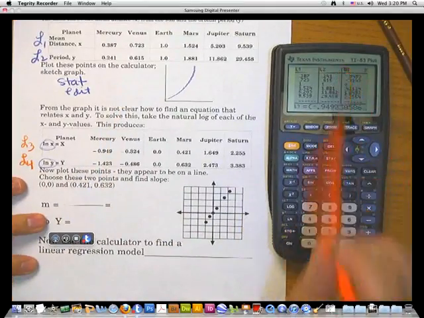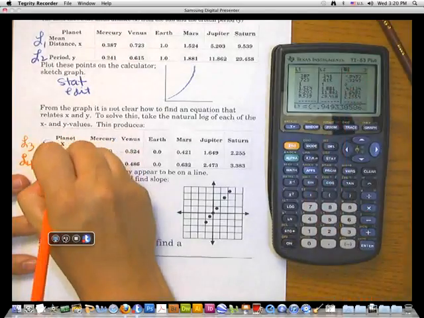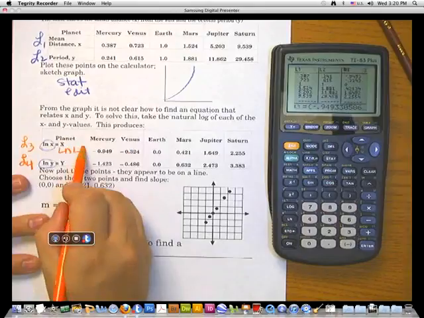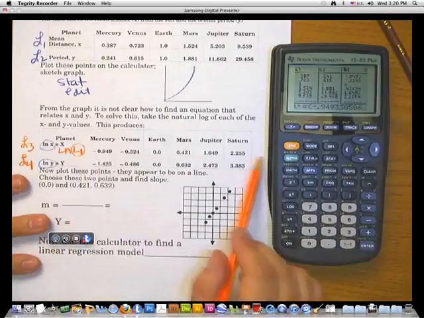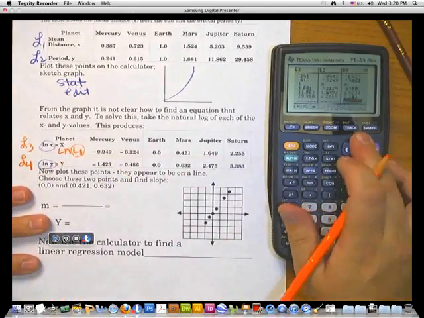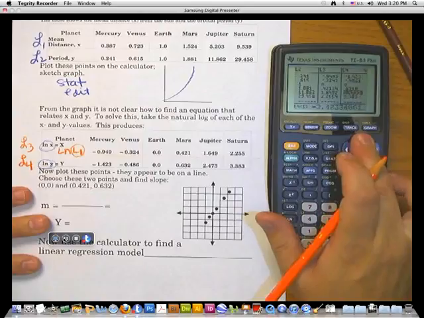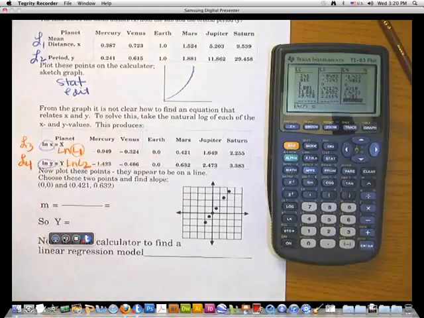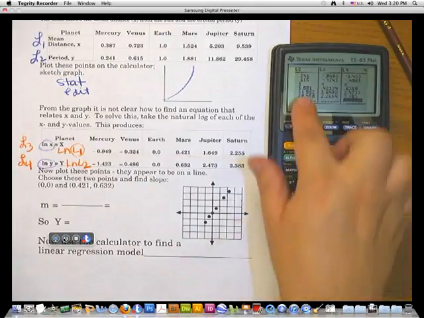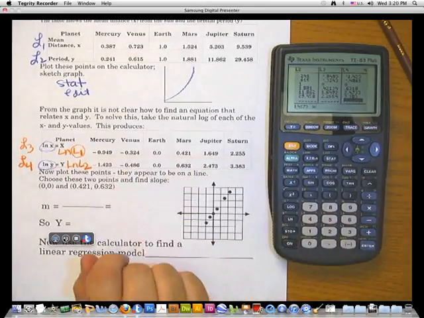And you're going to type in the natural log of L1, because that's where your X values are. And then you're going to get these values that show up. Same thing with L4. You're going to go all the way to the top of L4, and type in ln of L2, because L2 is where your Y values are. So by doing this, you automatically get these values typed in.